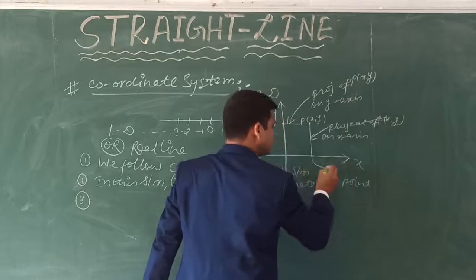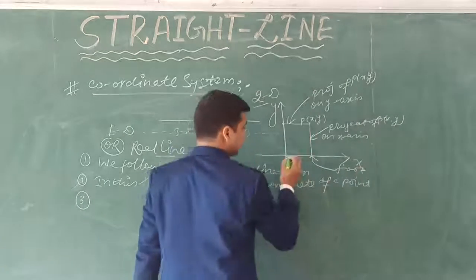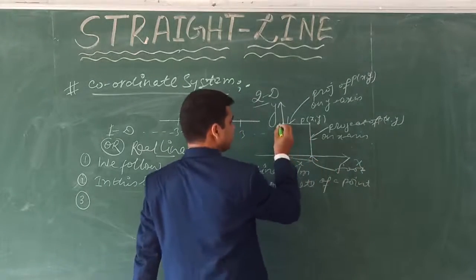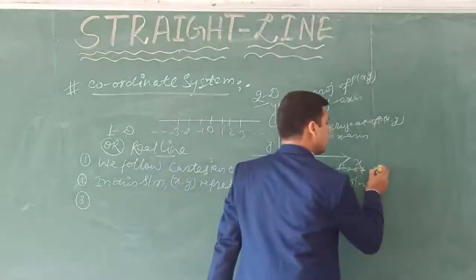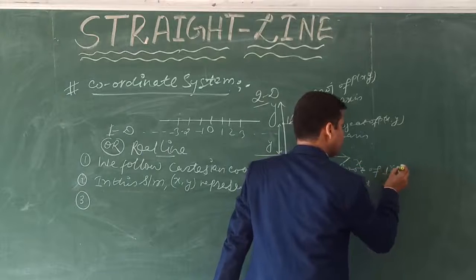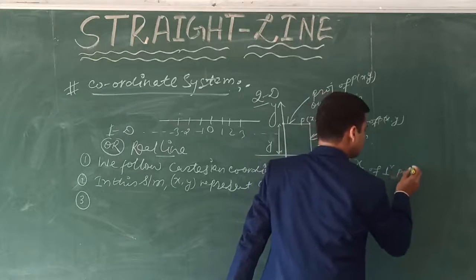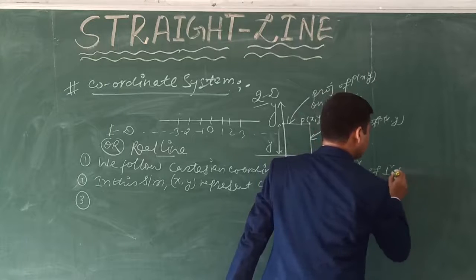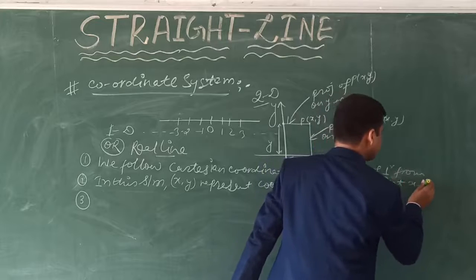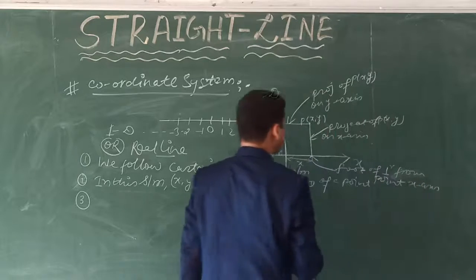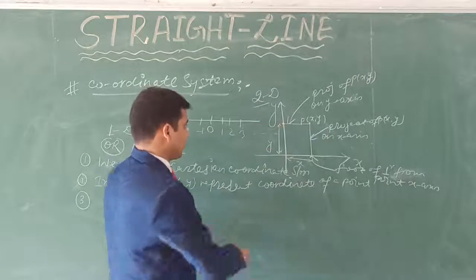Now see this here. What is this called? This is called the foot of perpendicular. From here to here, this one is the x distance, from here to here this is the y distance. This is the foot of perpendicular from the point on the x axis. This is the foot of perpendicular from the point on the y axis.